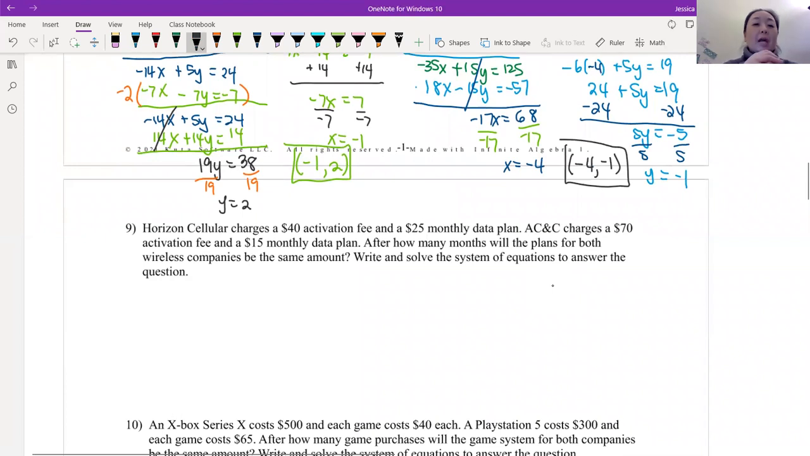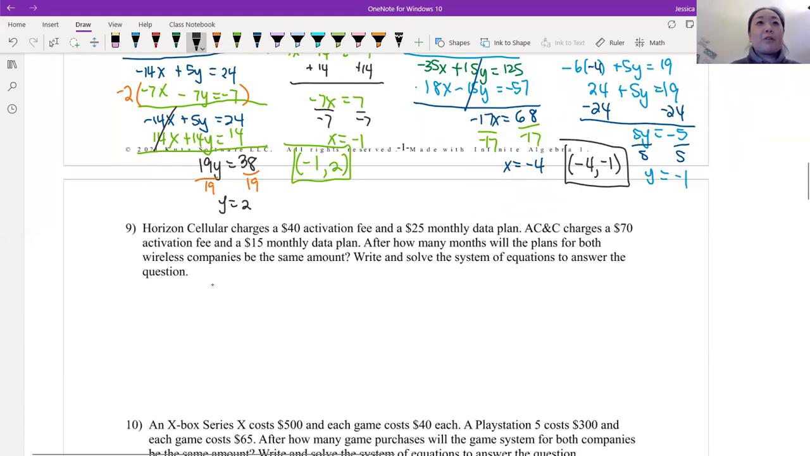All right, so we have 2 word problems. The first one, number 9, is: Horizon Cellular charges a $40 activation fee and a $25 monthly data plan. Whereas ACNC charges a $70 activation fee and a $15 monthly data plan. I wonder where I'm getting these names from. These are not real companies. They may reference them, but it's definitely not the right prices.